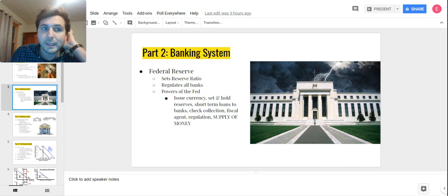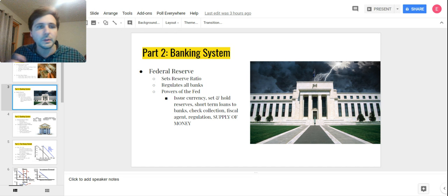Second thing they do is they regulate all of the banks. They are the great regulator, right? So any standards that are being set, including the reserve ratio, are set by the Federal Reserve. Remember that they're independent, that they issue currency, they're the ones that hold all the reserves. They give short-term loans to banks at the discount rate.